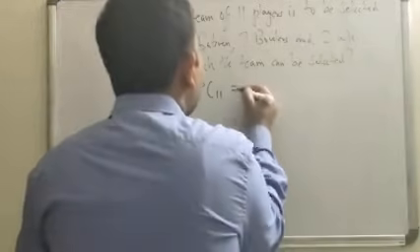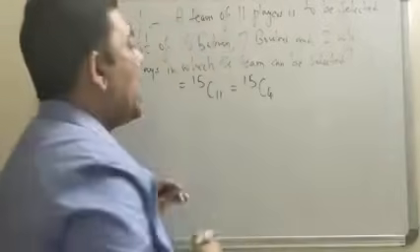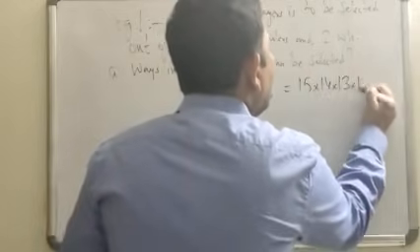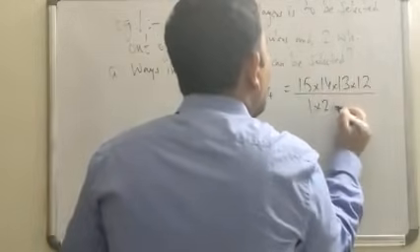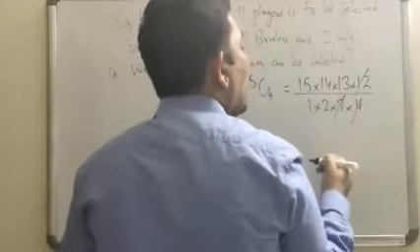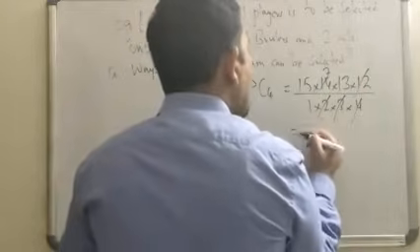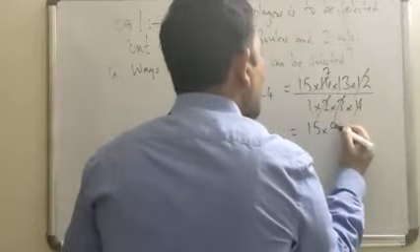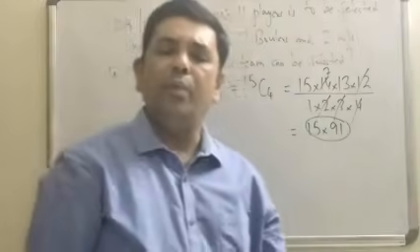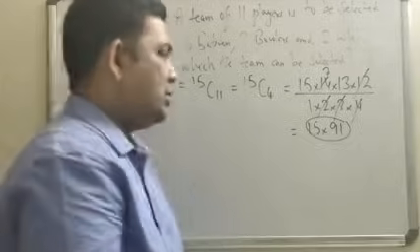What is 15C11? 15C11 is same as 15C4. Right? And what is 15C4? It is 15 into 14 into 13 into 12 divided by 1 into 2 into 3 into 4. So 3 into 4 will cancel 12. 2 7 times is 14. So the answer is 15 into 91. Whatever that value would be, you can calculate. Okay. So a fairly straight and simple question.